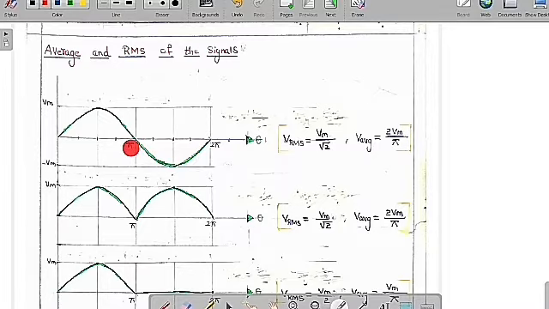For any signal symmetric with respect to the y-axis, we always have to choose only half of the time period, because if you take the full time period, its average value will be 0, since this is a positive area and this is a negative area. Therefore, in the overall time period, it is going to become 0. That is the reason if a signal is symmetric, we choose only half of the time period to find the value of the average.